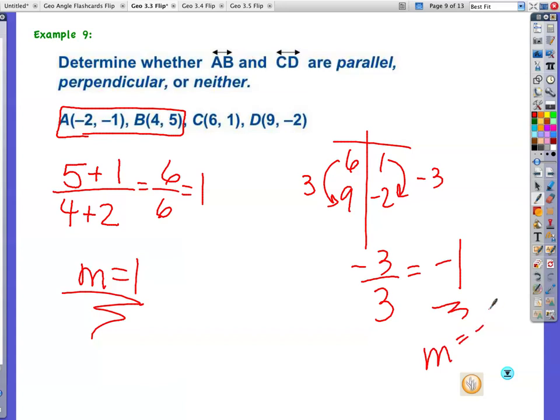Are these opposite reciprocals? Yeah. If you think about it, if I take 1 and I change the sign, and then I find the reciprocal, I'm going to get -1. So these just so happen to be perpendicular.